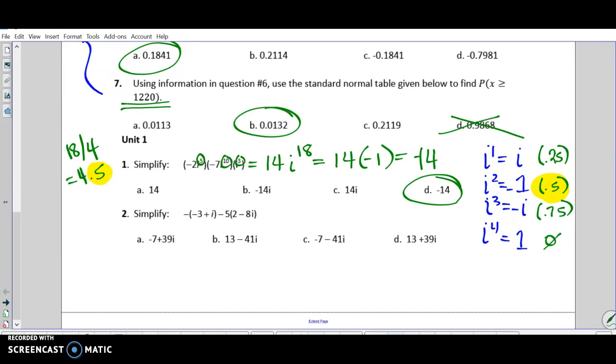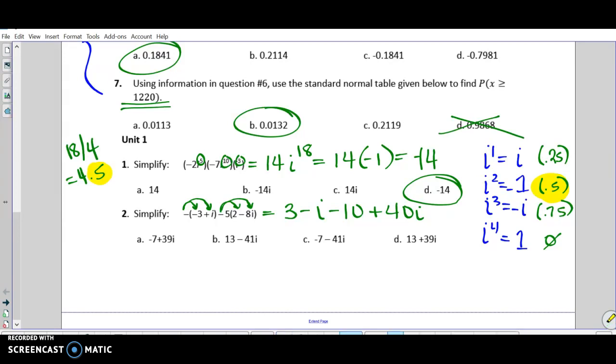Now, with simplifying, if you're adding, all you have to worry about is combining like terms. But with subtracting, and when you have these negatives, you've got to make sure you distribute the negative values. So the first set of parentheses, I'm pretty much multiplying everything by -1, which all that's going to do is change the sign, giving me 3 minus i. The second one, I'm going to multiply by -5, giving me -10, because -5 times 2 is -10. -5 times -8 is a positive 40i.